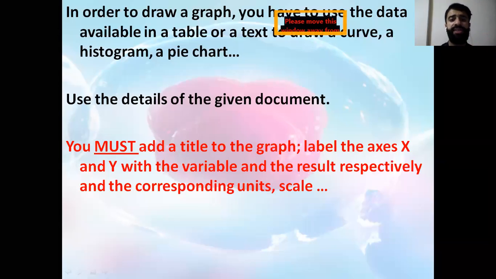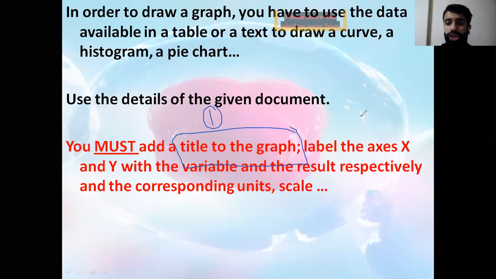We have to use the details of the given document. You have to add a title for the graph. So the first component for the graph is to add a title. So this is number 1. We have to add a title for the graph. This is the first step.